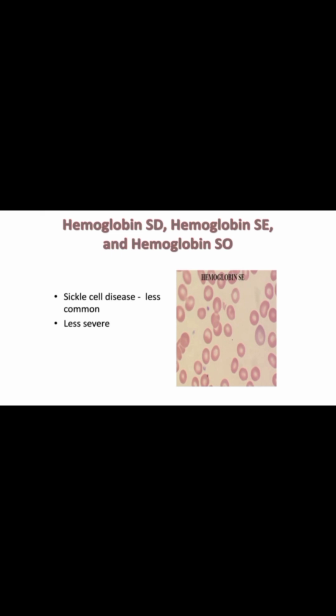Hemoglobin SD, hemoglobin SE and hemoglobin SO. These types of sickle cell disease are less common and are usually less severe.